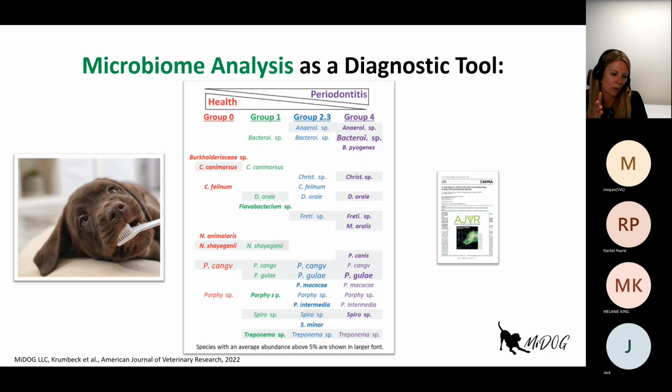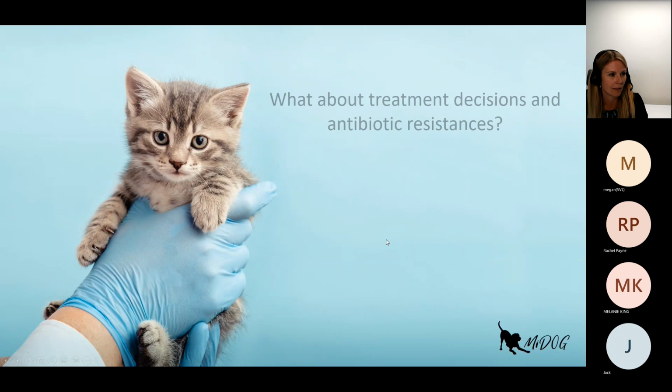And so if you were to swab your dog's periodontal samples, you could put yourself on the map and see, is my pup more towards health or more towards disease? And after a treatment, am I moving on the gradient towards health, hopefully? Or do I need to have another intervention because I'm still progressing towards a periodontal state? And so this work was just published in the American Journal of Veterinary Research.